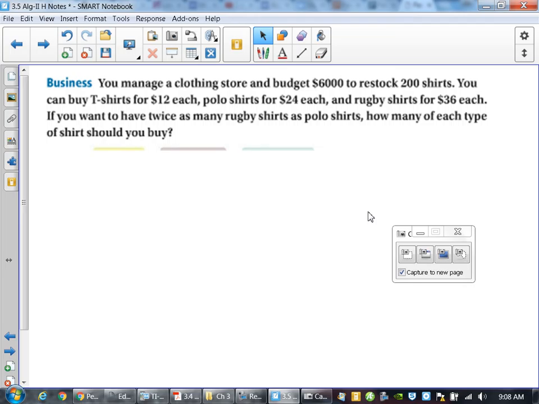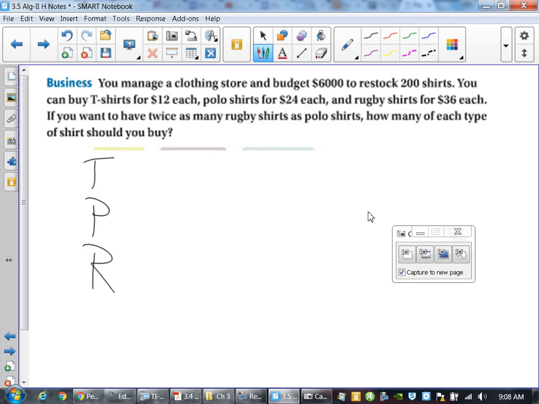So, excuse me. We have 3 shirts. Let's call them A, B, and C. We'll say A, our t-shirt, polo shirt, rugby shirt. It's got elbow patches, right? That's the rugby shirt. You want to stock 200 of these. So these are our variables. One of our system of equations is going to be t plus p plus r has to equal how much? 200.